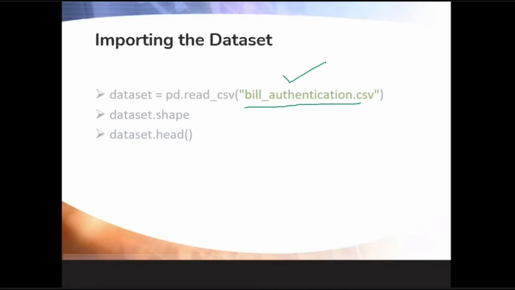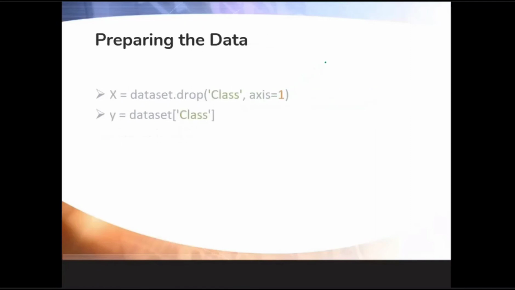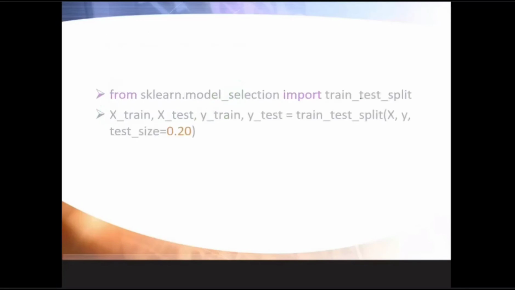So dataset equal to pd.read_csv, bill authentication.csv. Now dataset.drop of class: except the last column, all the other columns are taken as X. The last column, which is the class column, is taken as Y. Then train test split: X train, X test, Y train, Y test equal to train_test_split of X, Y, test size equal to 0.20. Random state is not required, it's not mandatory, so it's an optional field. So test size is 20%.